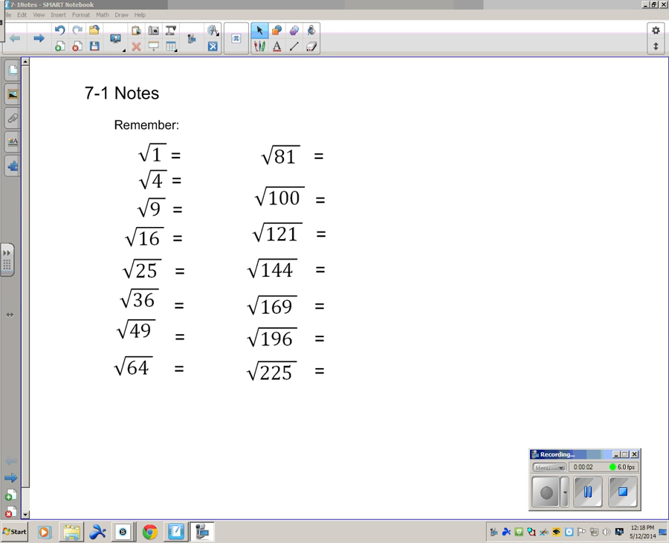Today we're going to be working with square roots, so radicals. I just wanted to go through some perfect squares with you today. That's what we're going to be focusing on, nice perfect squares.